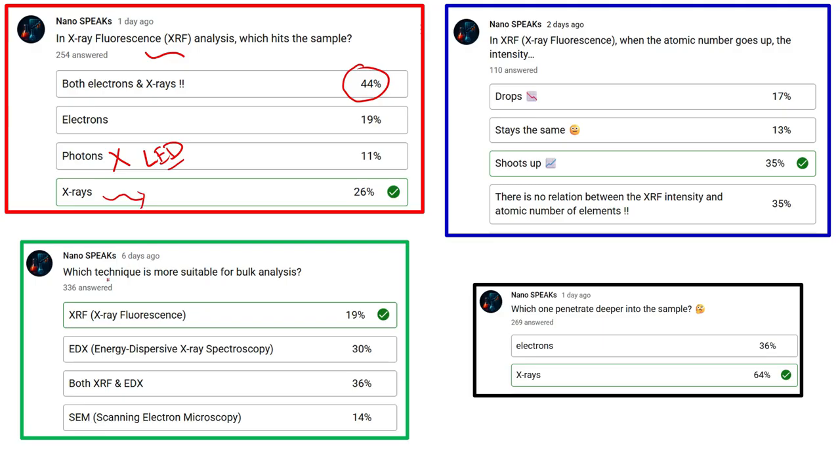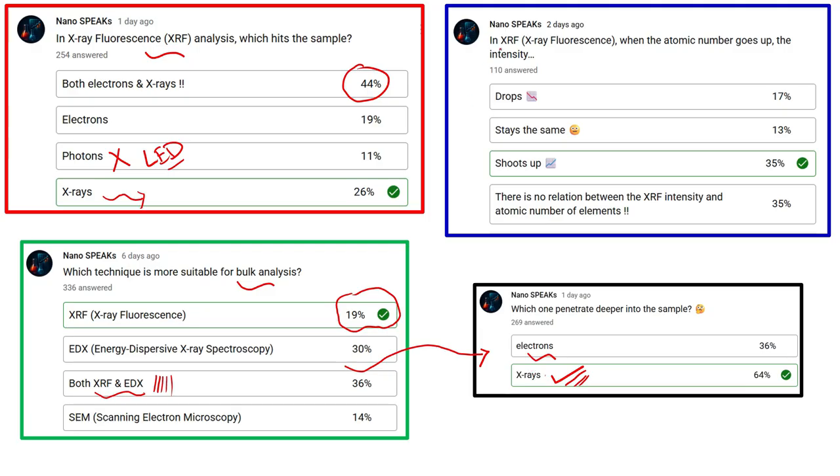Similarly, I asked which technique is more suitable for bulk analysis. The correct answer is basically XRF, and we can see that a few responses got this quiz right. Most of them said XRF and EDX both, because they do not differentiate between XRF and EDX. This question is almost similar. Here the response was good, X-ray, because X-ray cannot ionize just like electrons. So X-ray has more penetration power.